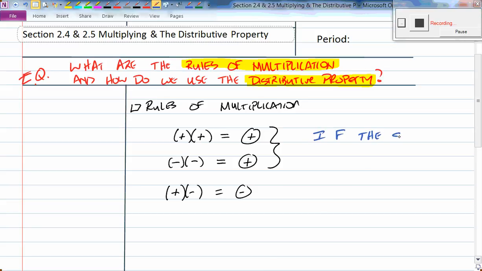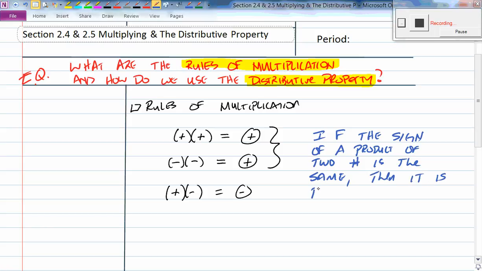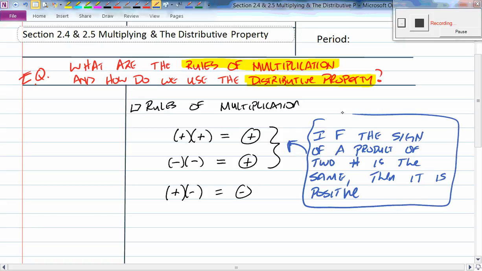There you go. If the sign of a product of two numbers is the same, then what? It is positive. That's what this is saying right here. That's not really worded all that well, but we can deal with it. If the sign of a product of the two numbers is the same, then the product has to be positive. The only time that it's different is if the signs are different themselves.